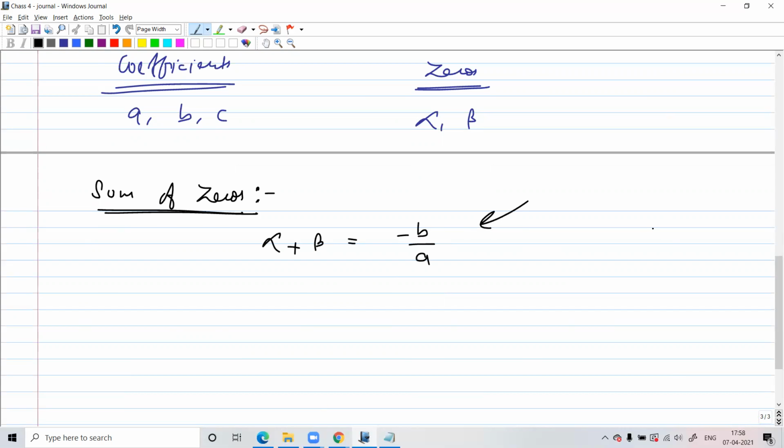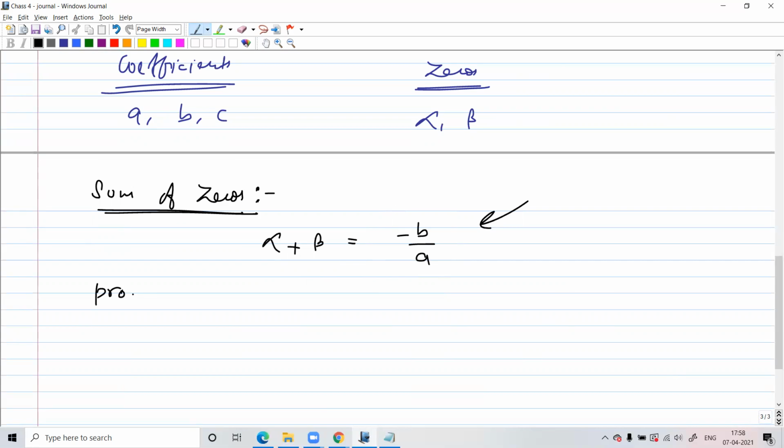Remember, this minus B by A was directly the value of alpha in the linear equations. Remember? Because there was only one root, one zero. So sum of zeros will be minus B by A, and we were able to directly find the alpha. There was nothing else to add to alpha over there. That is why I directly gave the answer. But here we have more than one zero. That is why minus B by A is a sum of these zeros.